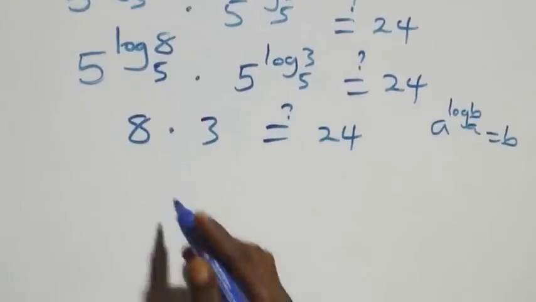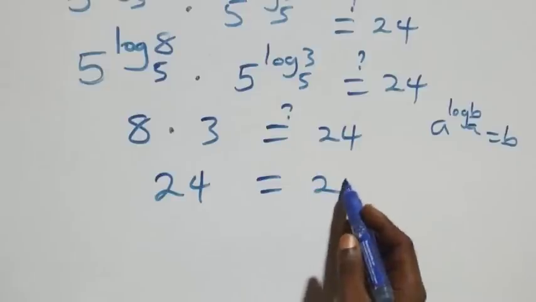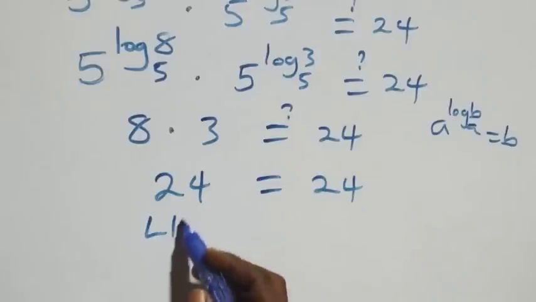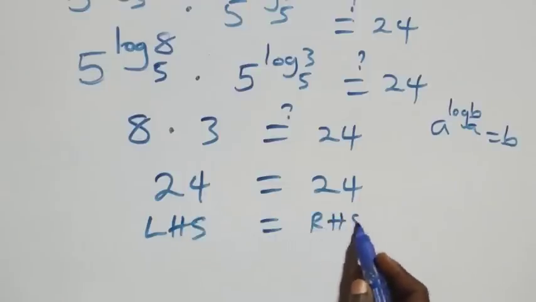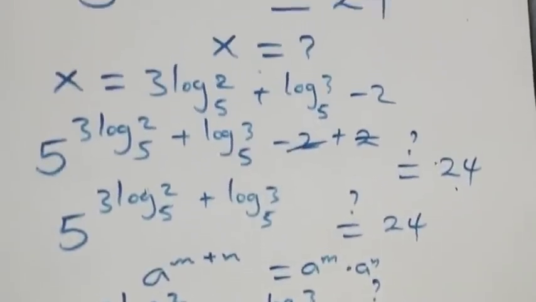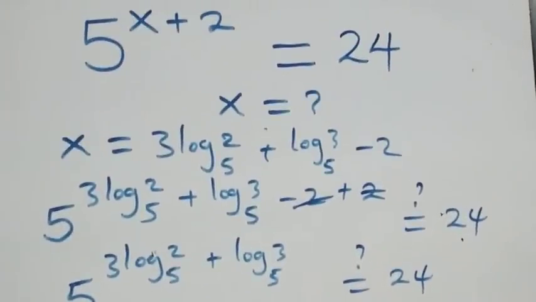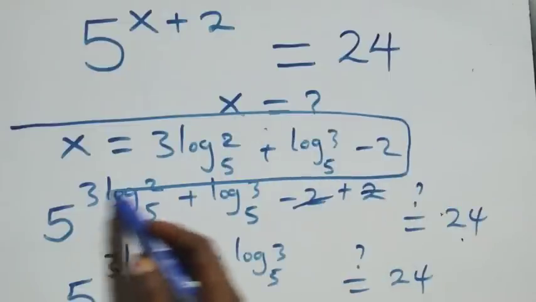Then 8 times 3 here gives us 24, which equals 24 here. Now we have the left hand side equals the right hand side. Hence from here we conclude that x equals 3 log 2 base 5 plus log 3 base 5 minus 2 satisfies this given problem.